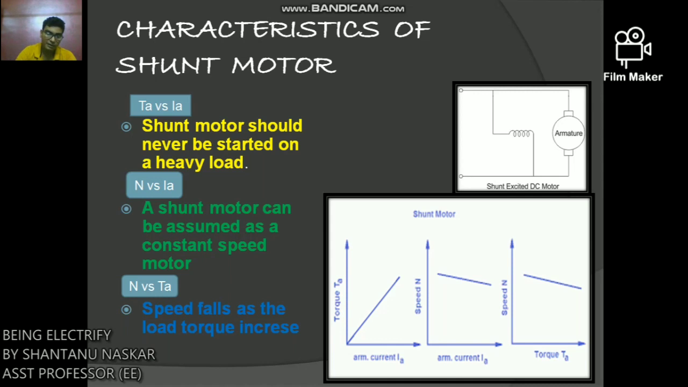Strictly speaking, when the load is increased, EB, which is V minus Ia Ra, and flux decrease due to the armature resistance drop and armature reaction respectively. However, EB decreases slightly more than phi, so the speed of the motor decreases slightly with the load.